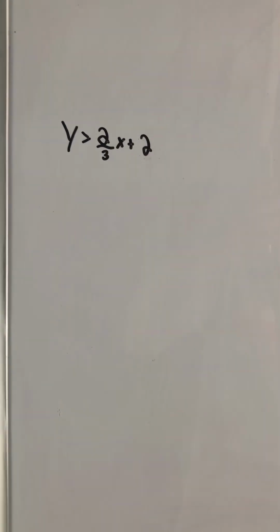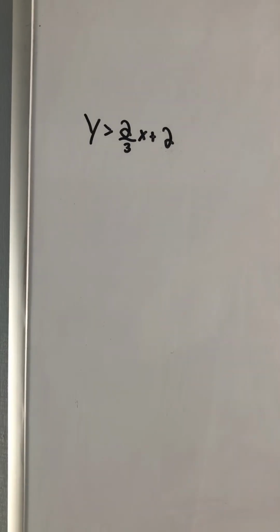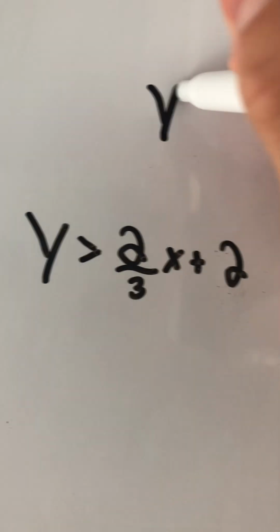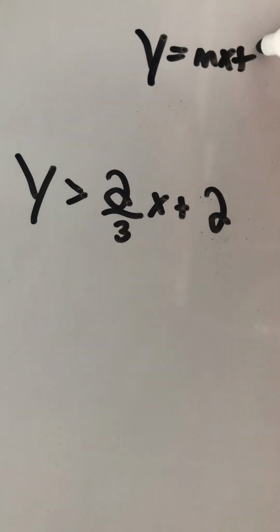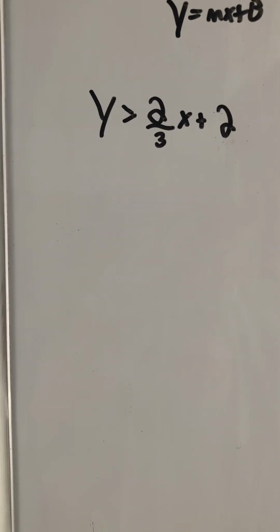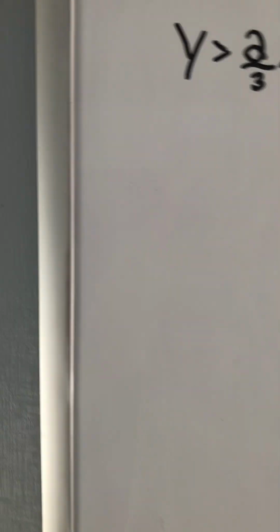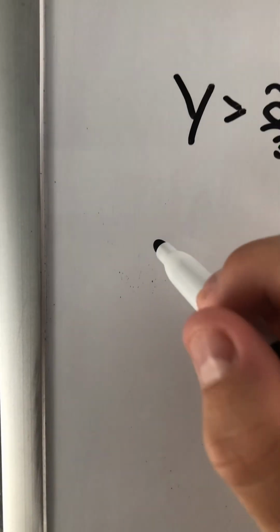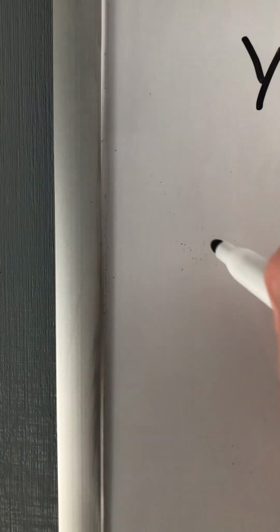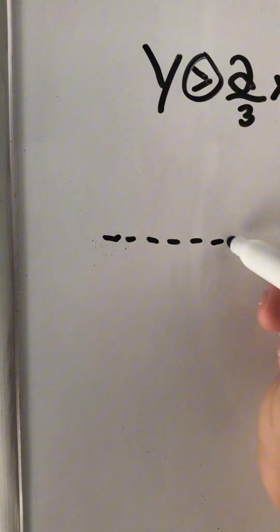Consider this problem. y is greater than 2 over 3x plus 2. So this is in the y equals mx plus b form already. I'm going to write down that formula just so you can see it. First, I'm going to identify what the function is. The function is a greater than, because it's y is greater than. So it's going to be a dashed line, just like that.